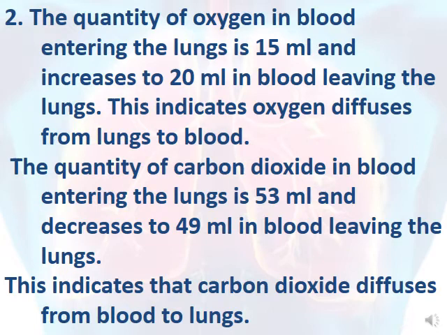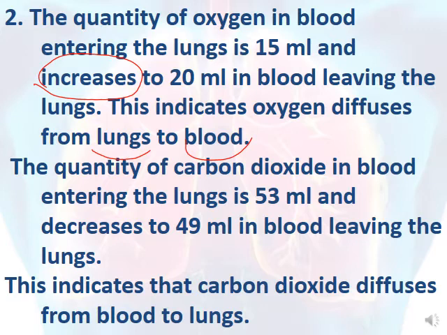Interpret: the quantity of oxygen gas in blood entering the lungs is 15 milliliters, and here, in interpret, it increases. You don't have to say less than or greater than. So this indicates that the oxygen gas diffuses from the lungs, a medium rich in oxygen, to the blood, a medium poor in oxygen, or with less concentration of oxygen.